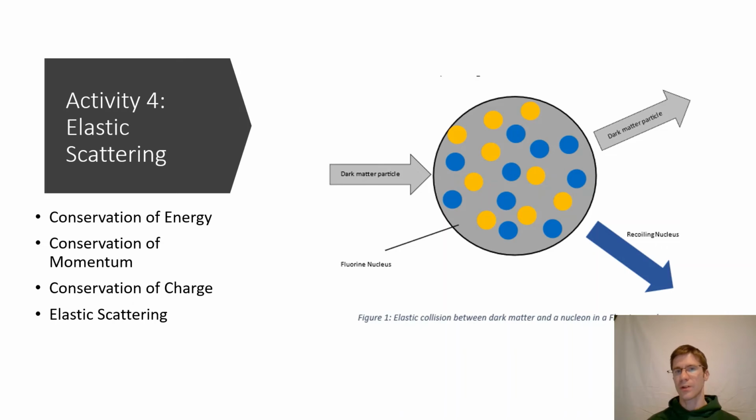So when a dark matter particle hits a nucleus, in this case of fluorine, it recoils and causes the nucleus to recoil as well. Lots of good connections here to conservation of energy, conservation of momentum, charge, elastic scattering. And in addition, there's a couple videos that we've made, animations that'll show how this actually happens.